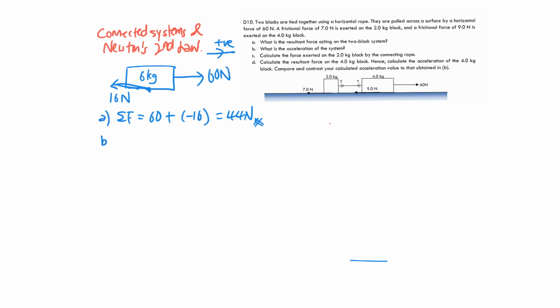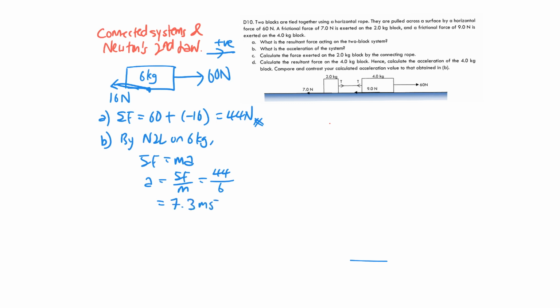Now for part B, what is the acceleration of the system? So we apply Newton's second law on this 6 kg system. The net force equals mass times acceleration, and acceleration is simply the net force divided by total mass, and we will get 44 divided by 6 kg, and this should get you 7.3 meters per second squared for part B.